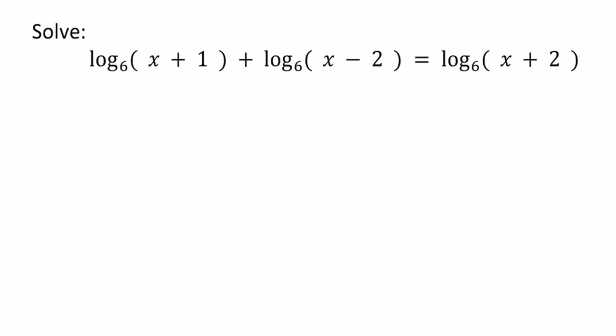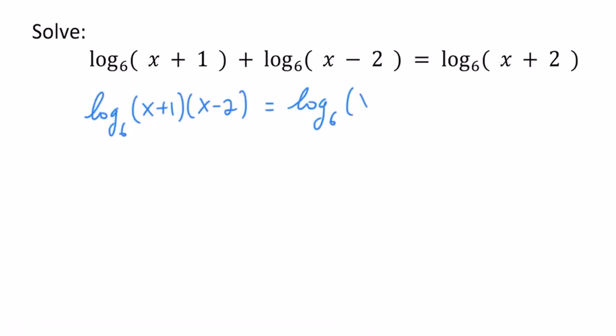Solve log base 6 of x plus 1 plus log base 6 of x minus 2 is equal to log base 6 of x plus 2. So here we have log on both sides, so we need one log on each side. That means on the left side here, we need to combine the log. This is a plus, so when we combine them, it becomes multiplication. So this is log base 6 of (x plus 1) times (x minus 2) is equal to log base 6 of x plus 2.